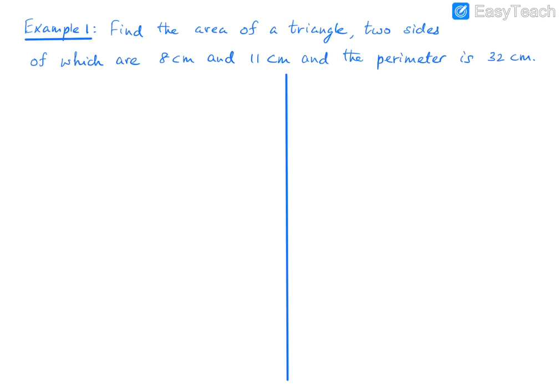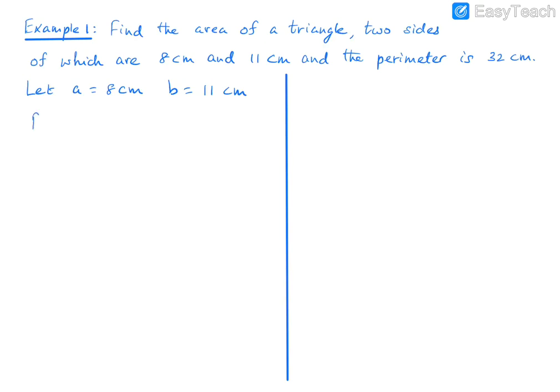So let's write down the lengths of the two sides which are available to us. Okay, we have been given that one of the sides measures 8 centimeters and the other measures 11 centimeters, and we are given the perimeter, so therefore we have to compute the length of the third side. So let us first give some name to the two sides which are available to us. So let A equals 8 centimeters, B equals 11 centimeters. We don't know what the third side C is.